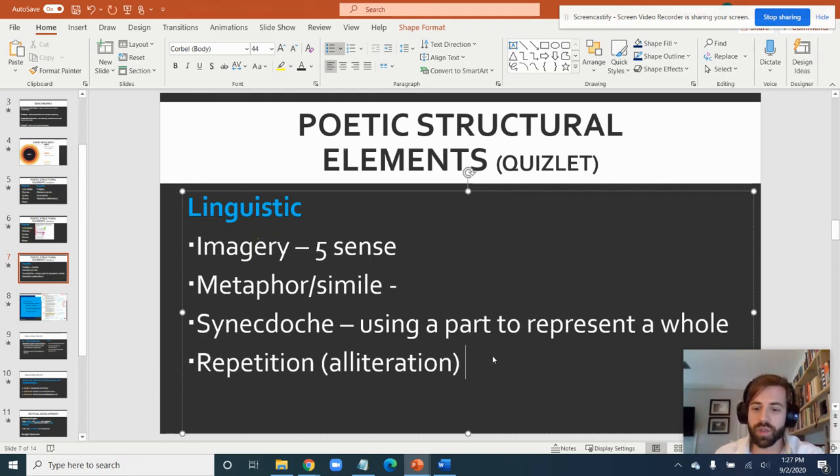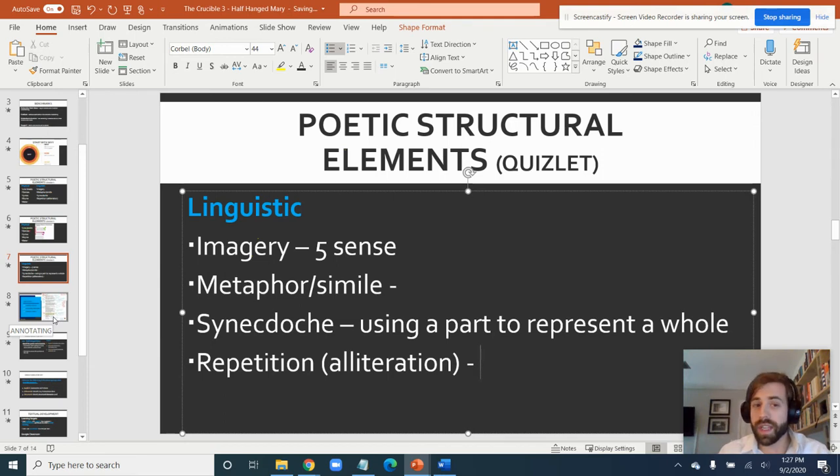And then the last kind of linguistic element we'll look at is repetition. So this could be alliteration, which is the starting sounds. Peter Piper picked a peck of pickled peppers. That's alliteration, where I'm starting each word with a similar sound. Or it could just be a repetition of phrases or ideas. If a poet brings up a line and then repeats it or echoes it throughout the poem, that's going to be an important element as well. So those are the structural elements of the poetry that we're going to be looking at.